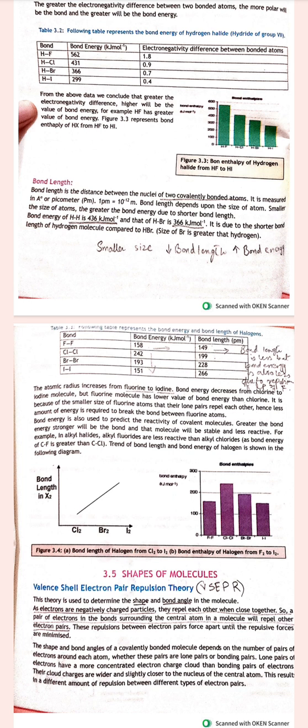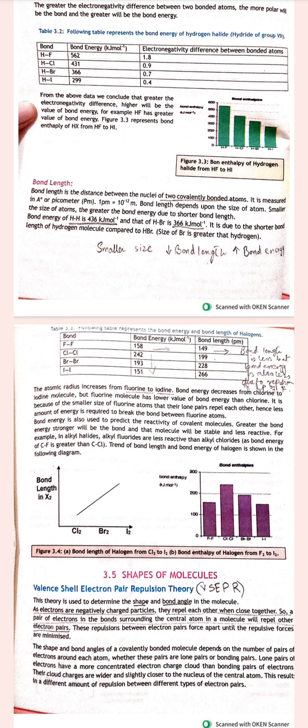For example, we have HF with bond energy 562, then HCl 431, then HBr 366, and HI with 299, because the electronegativity difference between them is in this order: HF has 1.8, HCl 0.9, then 0.7, 0.4. So the greater the electronegativity difference, the greater the bond energy.